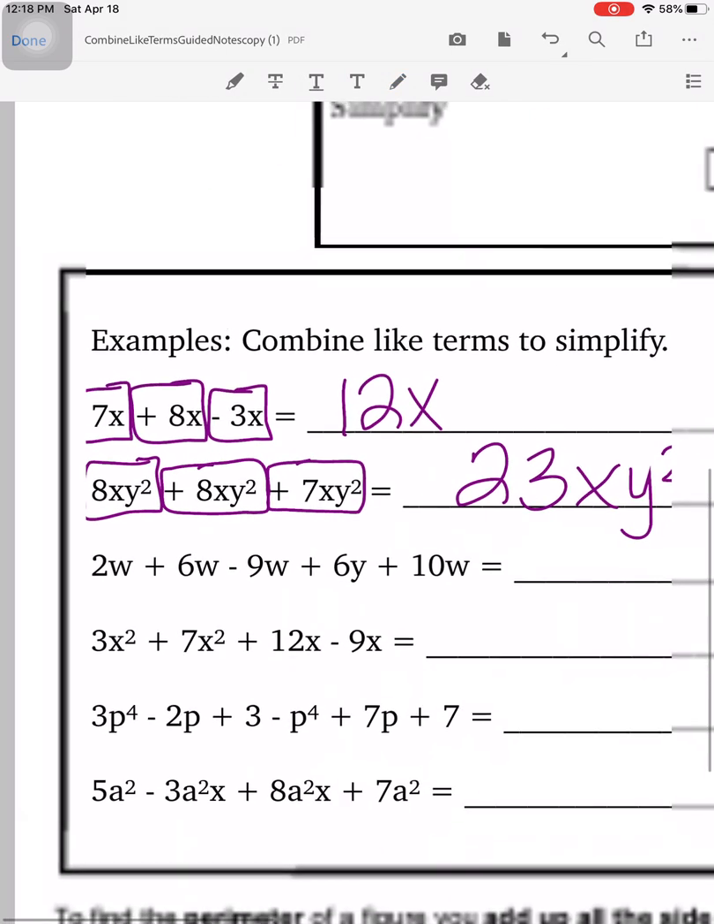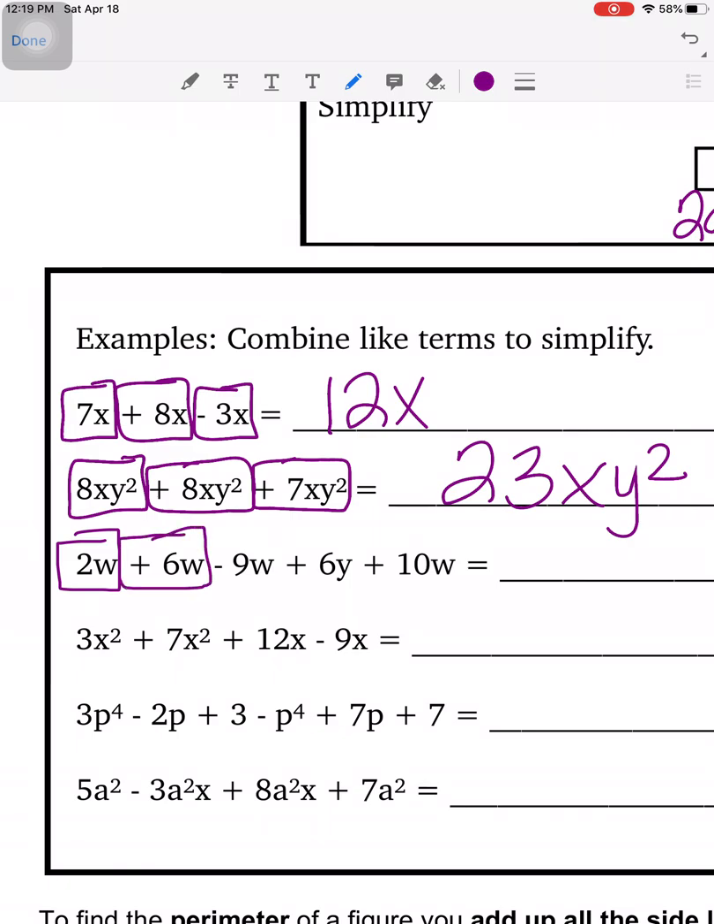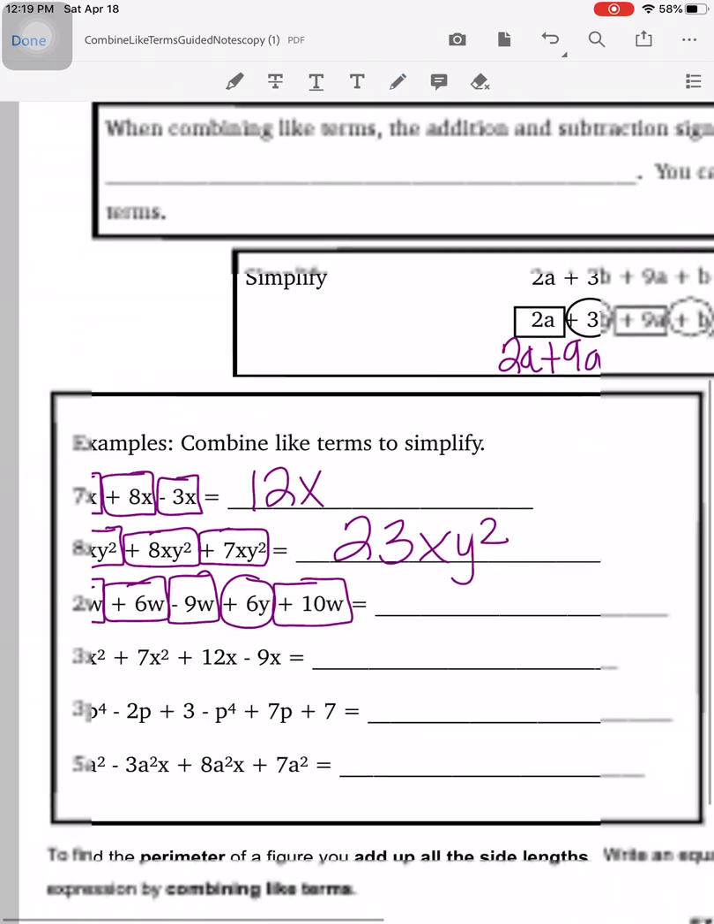All right. Next, we see we have w and y in this problem. So I'm going to do my w's first. So all the w's are going to have squares. So 2w, positive 6w is alike, negative 9w, positive 10w are all alike. And then positive 6y is a different one, so we're going to use a different shape.